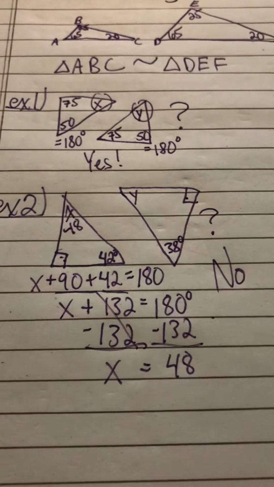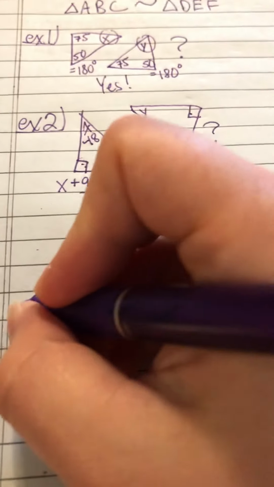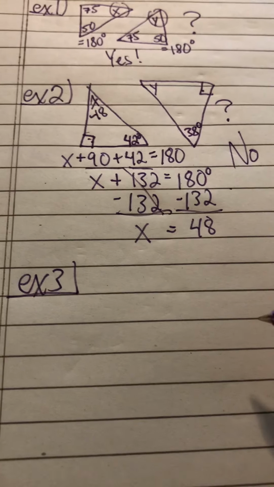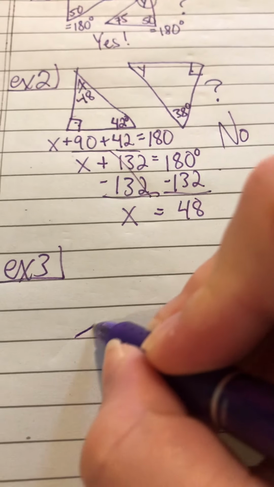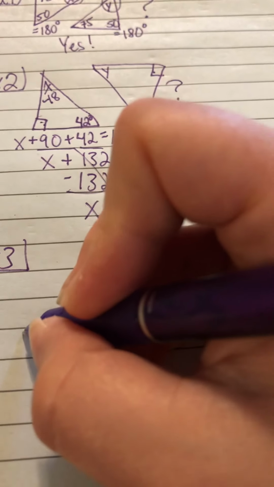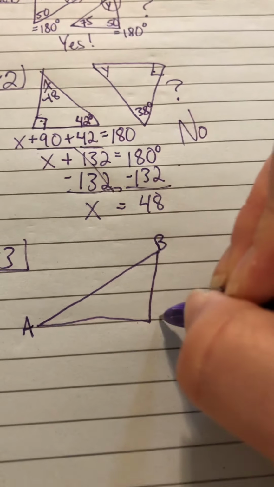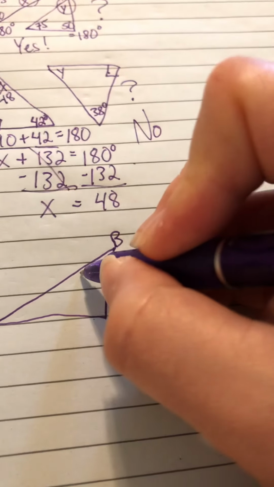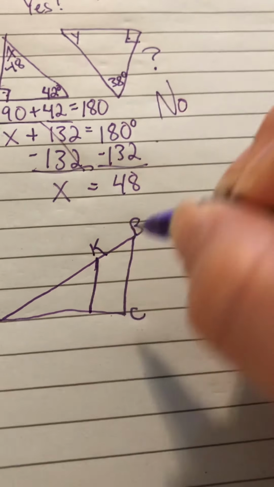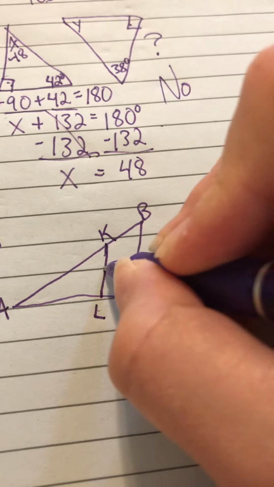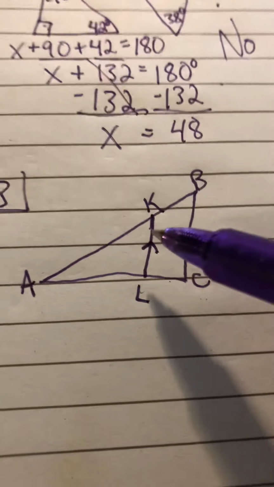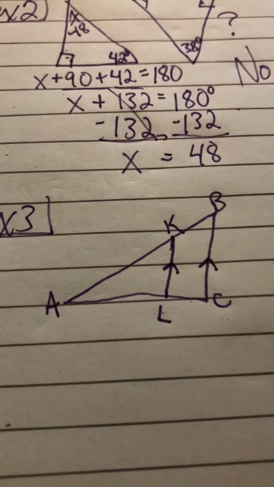Okay, one more example that I want to show you. We'll call this example 3, and this will be the last example, and then you'll have a little bit of homework. I just want to give you a drawing if you would ever see a problem like this. I'm going to call this triangle A, B, C. And then I'm going to draw a line right here, and I'm going to call this K, L, and I'm going to put those marks like that.